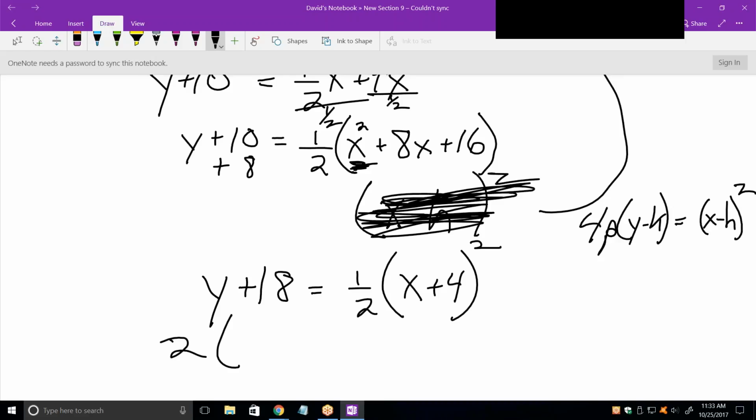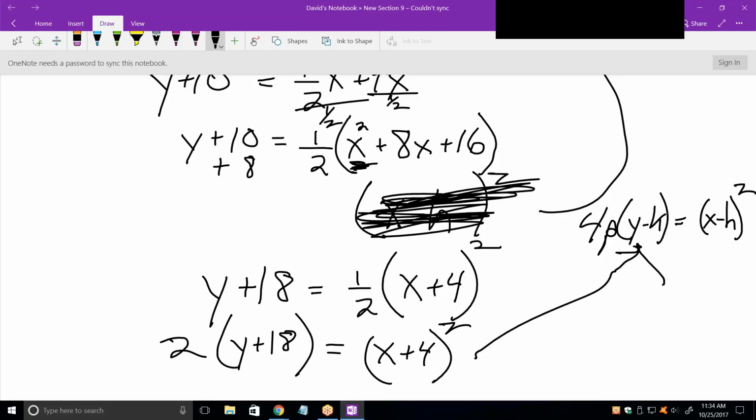Okay, now this is what we're looking at. Don't distribute. Just leave it like that. The reason I don't distribute is now we are exactly in that format. Are we not? Yeah, that looks like it.